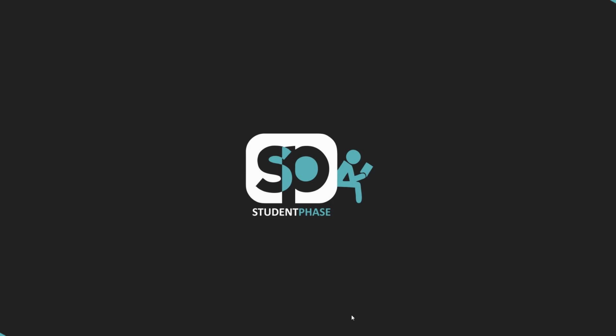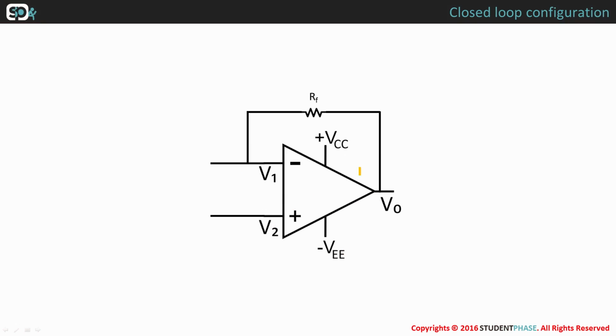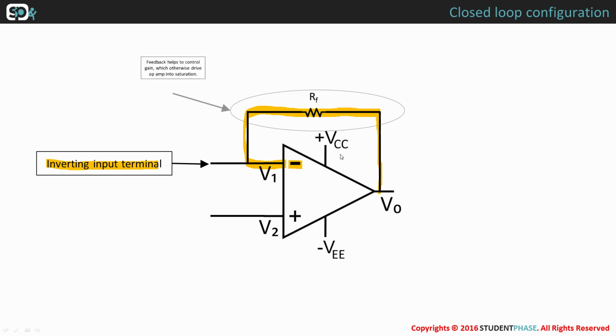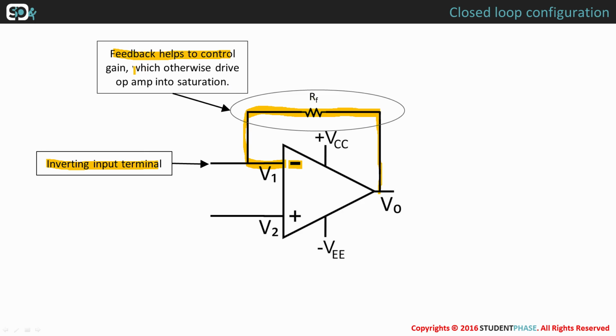The closed loop configuration of an op-amp is as shown. Closed loop configuration is simple. As you can see from the figure, some part of the output is fed back to the input. It is considered negative since the output is connected to the inverting input terminal. Feedback helps to control gain, which otherwise drives the op-amp into saturation. Resistor RF is called feedback resistor.